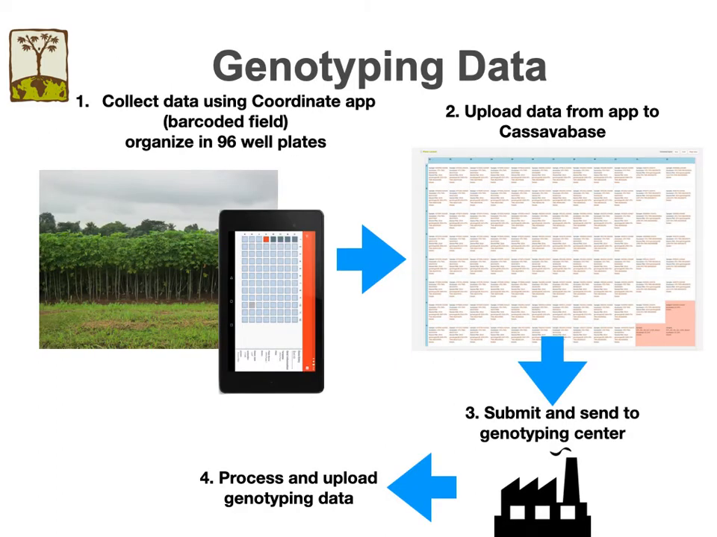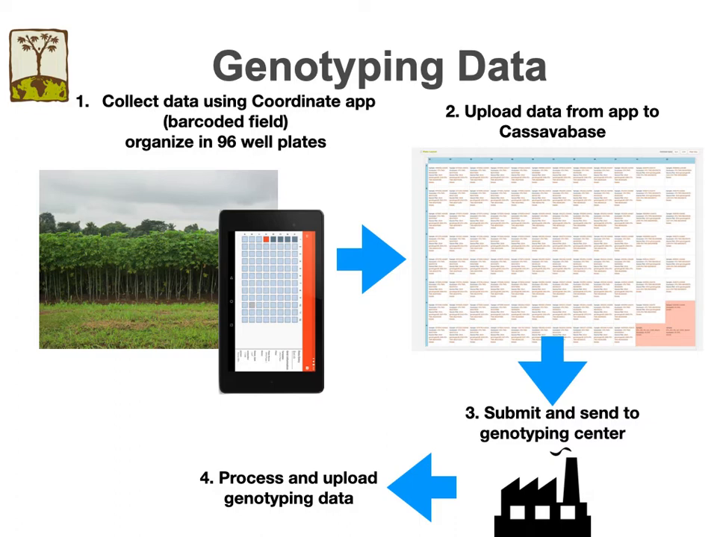CassavaBase also implements a full genotype database for low to high density genotyping methods such as Intertech, DartSeq, and GBS. It is extremely important to collect the data using standard operating procedures such that genotyped samples can be matched with accessions and samples in the database.